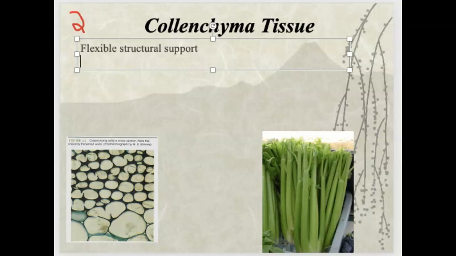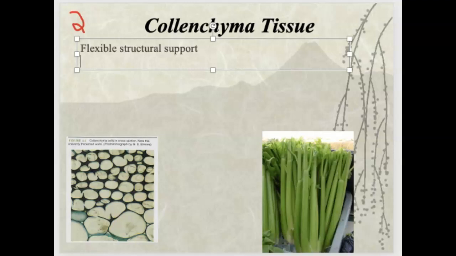So celery is what we would call an herbaceous plant. If you grew celery, it would die off every year. And then you have to grow it again and it dies off. But in order for that celery stalk to get 14, 16, 18 inches tall, it needs some supportive tissue. That's what the Collenchyma does for the celery and other plants as well, and other parts of the plant, is it gives it this flexible structural support.